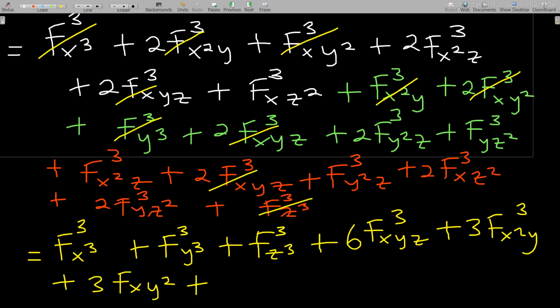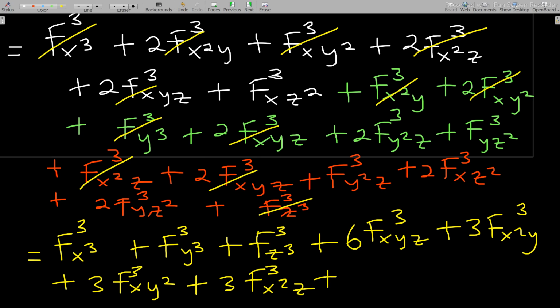Plus 3 f s squared z. Okay, there should be some cube here. Okay, now let's look for s squared z. You have 2 of them here, and you have 1 here, so 3, they are gone right now.